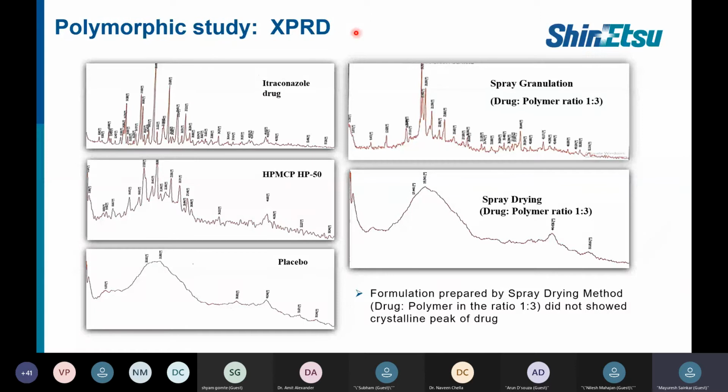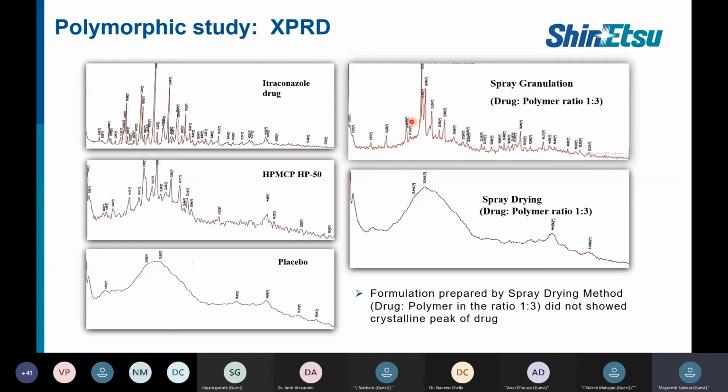But as you go from the API to the process of either spray granulation or spray drying, you can see the differences. The formulation prepared by the spray drying method, with drug polymer ratio 1:3, did not show the crystalline peak, but that was not the case with spray granulation. So that is why we need to check not just the solubility and the dissolution, but also the polymorphic studies of solid dosage forms using solid dispersion.